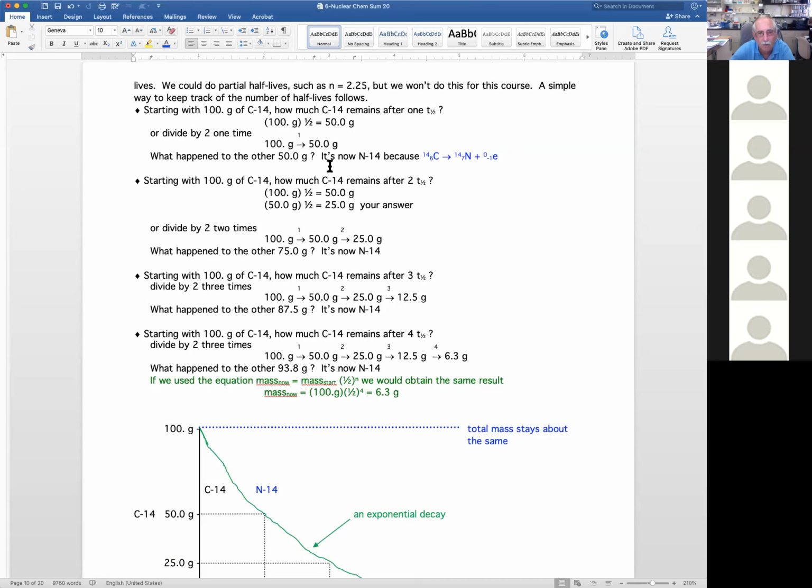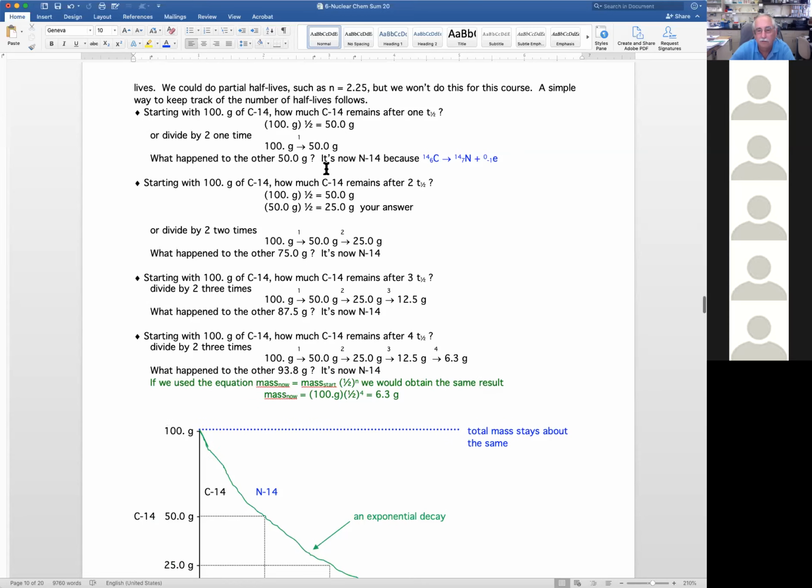Now, what happened to the other 50 grams? According to the law of conservation of mass, you just can't have mass disappear like that. What happened to it? Carbon-14 decays spontaneously, according to the half-life, into nitrogen-14 by giving off beta radiation. Okay. So a neutron split into an electron that came flying out and a proton that stayed in the nucleus.